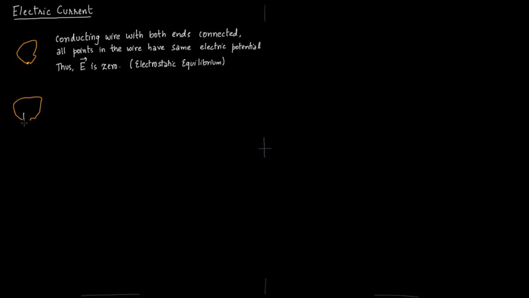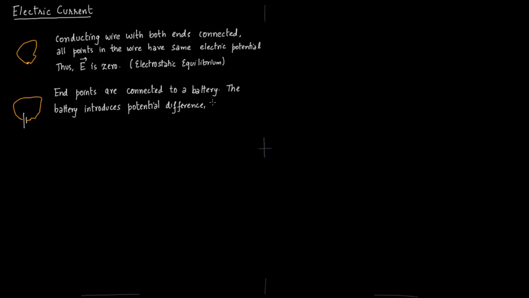Now say you have a wire with both ends connected to a battery. So the end points are connected to a battery. Notice that the battery has two edges. One edge is longer than the other. The longer edge is the positive side, and the smaller edge is the negative side. Now this battery introduces a potential difference. So since it introduces a potential difference, now there is an electric field.